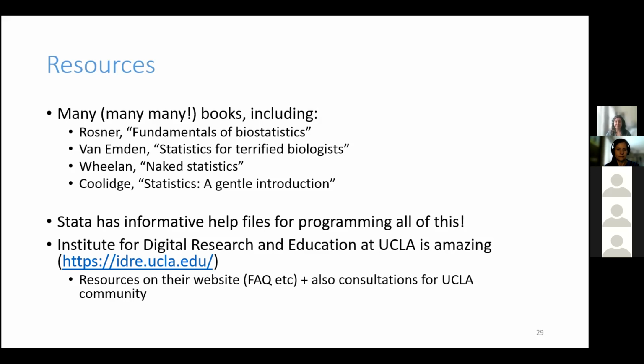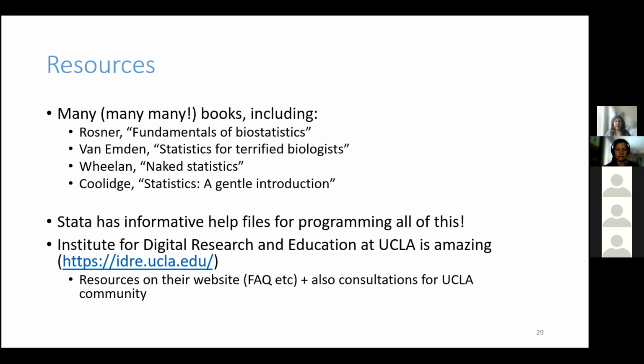Whelan's Naked Statistics, I assign in my data analytics class, actually. It's written more like a nonfiction book, but it talks through the intuition of statistics and thinking about numbers in this way. And then Coolidge has a book, Statistics, A Gentle Introduction, that's almost between Rosner and Van Emden in terms of how technical the information is.